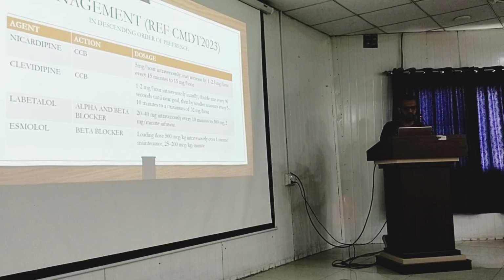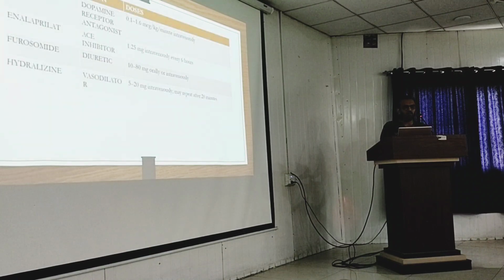Esmolol belongs to beta blockers, with a loading dose of 500 microgram per kg intravenously over 1 minute. Maintenance is 25 to 200 microgram per kg per minute. Fenoldopam belongs to dopamine receptor antagonists. Dosage is 0.1 to 1.6 microgram per kg per minute intravenously. Enalaprilat belongs to the ACE inhibitor class, 1.25 mg intravenously every 6 hours. Furosemide, a diuretic, dosage is 10 to 80 mg orally or intravenously. Hydralazine, a vasodilator, 5 to 20 mg intravenously, may repeat after 20 minutes.